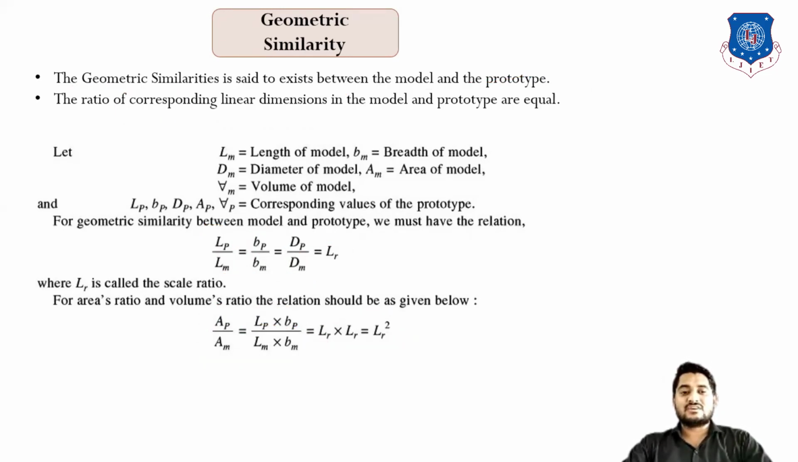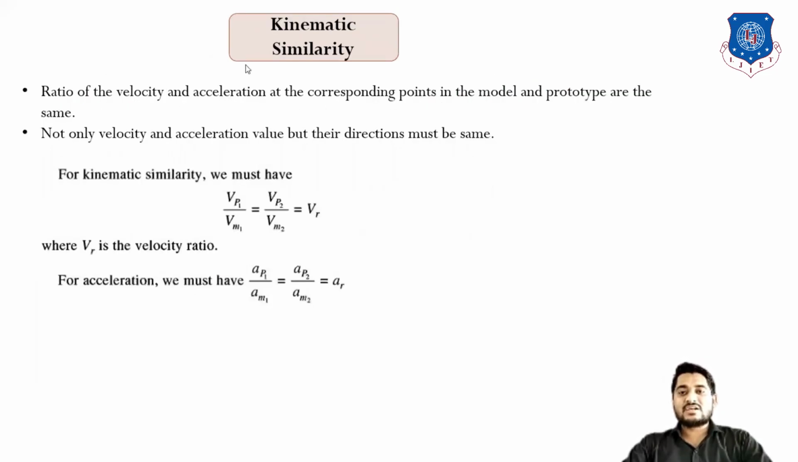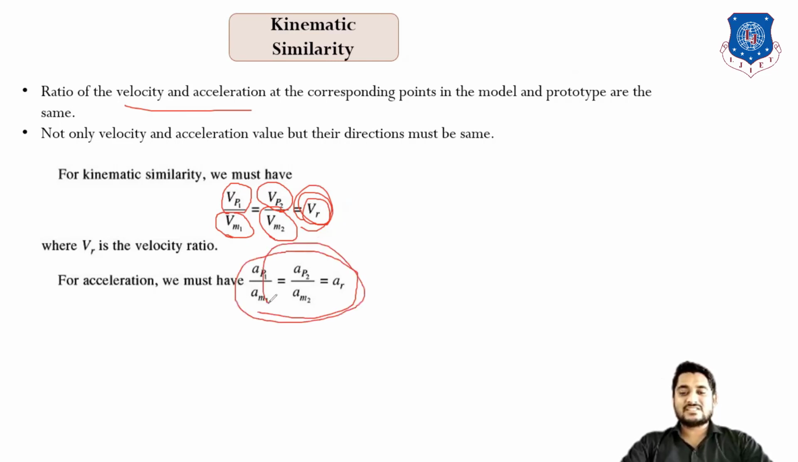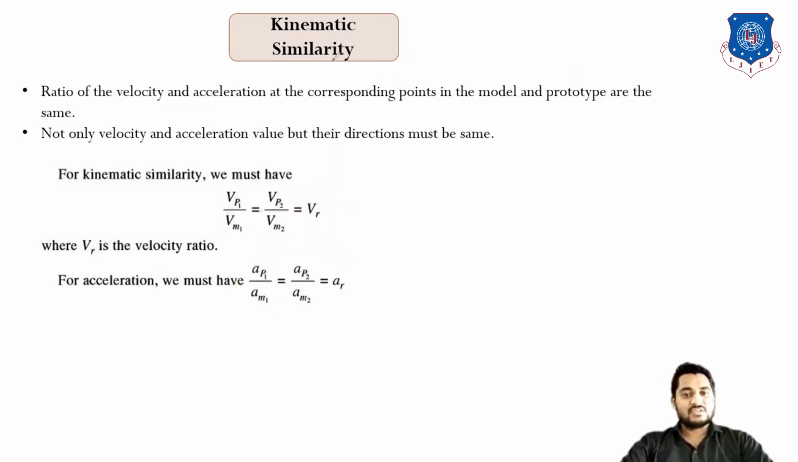Next one is kinematic similarity. In kinematic similarity, the ratio of velocity and acceleration at corresponding points in model and prototype will remain the same. For example, velocity of prototype divided by velocity of model, or velocity of prototype at point 2 and velocity of model at point 2, the ratio remains the same. For acceleration, acceleration of prototype divided by acceleration of model is known as acceleration ratio.